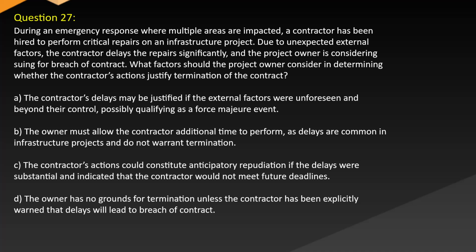A. The contractor's delays may be justified if the external factors were unforeseen and beyond their control, possibly qualifying as a force majeure event. B. The owner must allow the contractor additional time to perform, as delays are common in infrastructure projects and do not warrant termination. C. The contractor's actions could constitute anticipatory repudiation if the delays were substantial and indicated that the contractor would not meet future deadlines. D. The owner has no grounds for termination unless the contractor has been explicitly warned the delays will lead to breach of contract.